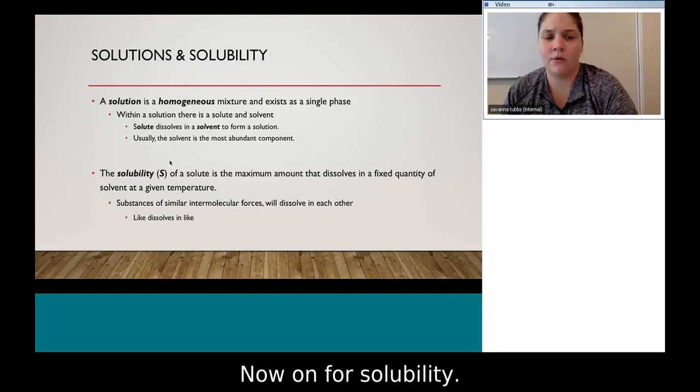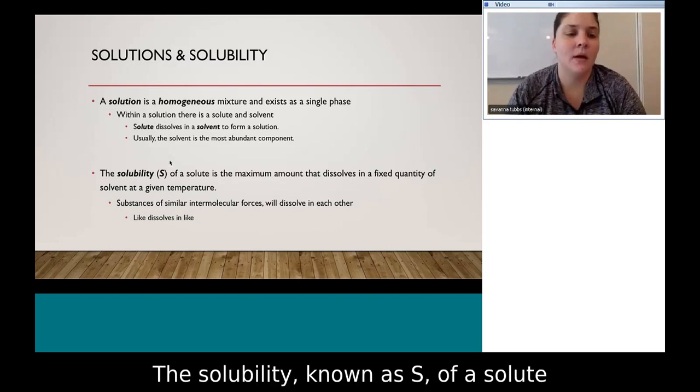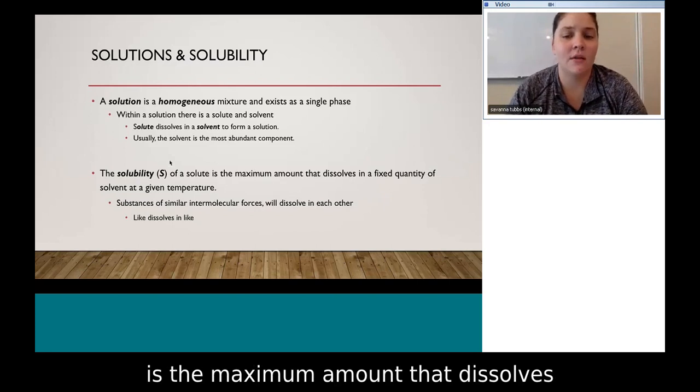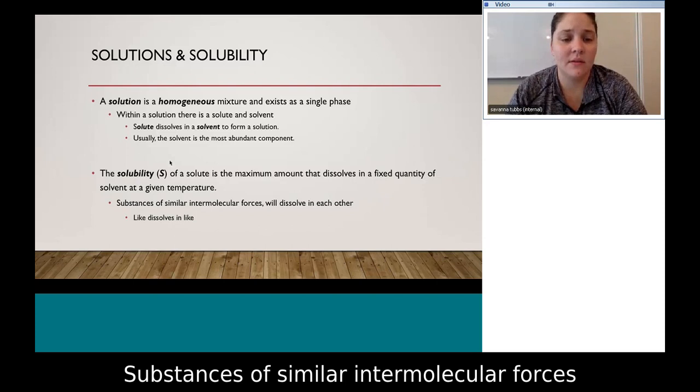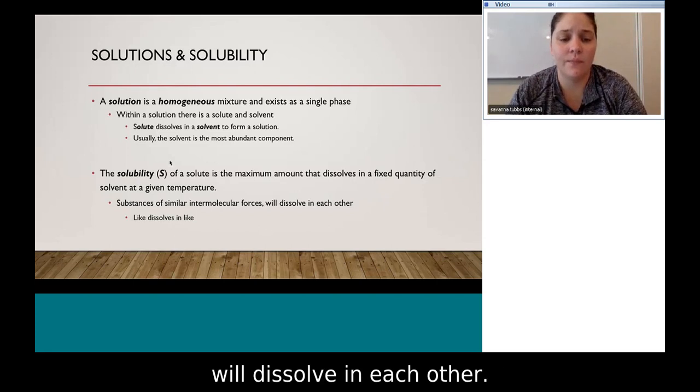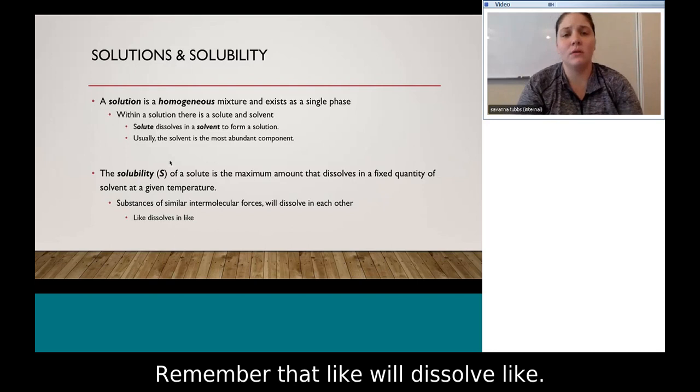Now for solubility. The solubility, known as S, of a solute is the maximum amount that dissolves in a fixed quantity of solvent at a given temperature. Substances of similar intermolecular forces will dissolve in each other. Remember that like will dissolve like.